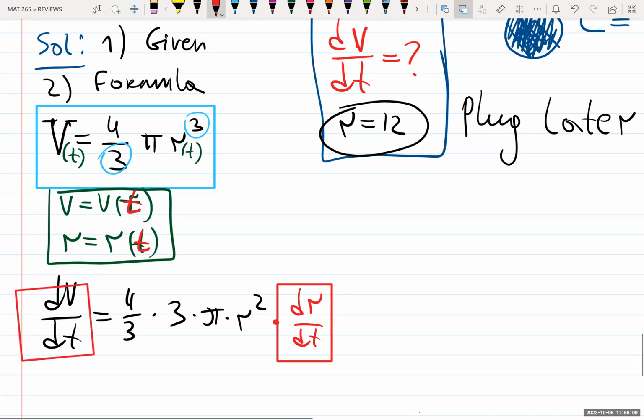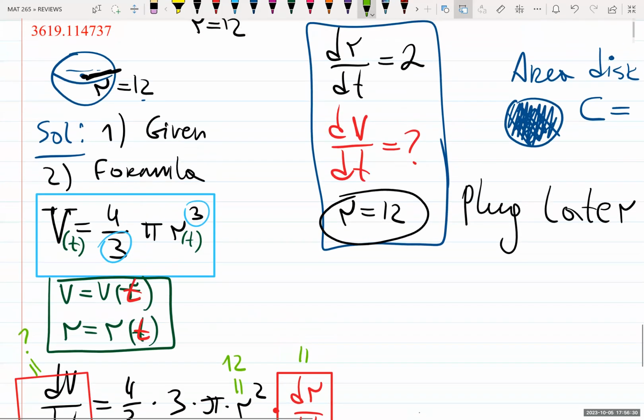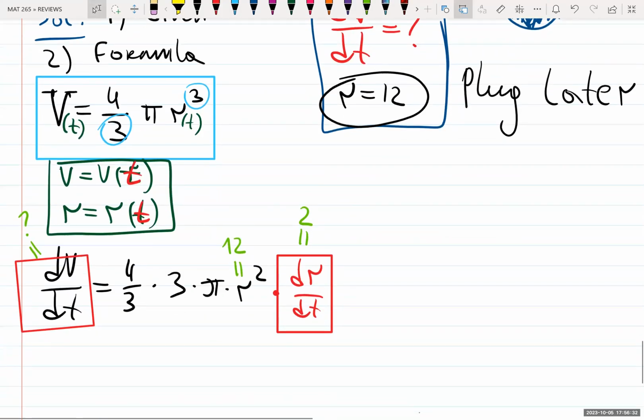Everything now depends on you reading the problem. At this moment, I can ask you to find this guy, and then I give you dV/dt, and you just solve. Just plug everything in, you're fine. R is still 12, so that's not a problem. Or like in this case, it's just a little bit easier because the left-hand side is the one they wanted to find, while the R is given as 2. Plug everything in, get the answer.